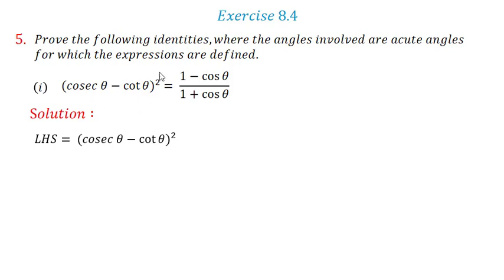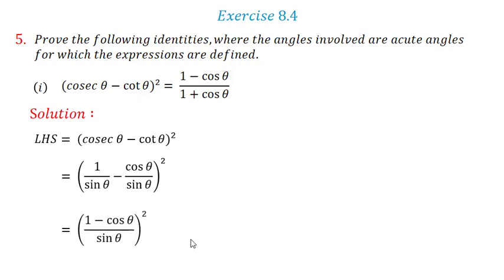Now here left hand side is (cosec theta minus cot theta) the whole square. So this cosec theta I will write as 1 upon sin theta, and cot theta I will write as cos upon sin, the whole square. As my right hand side is in terms of cos theta, it is better that I convert this cosec and cot in terms of sin and cos. Now this is (1 minus cos theta) upon sin theta, the whole square.